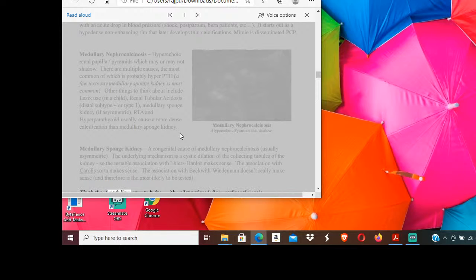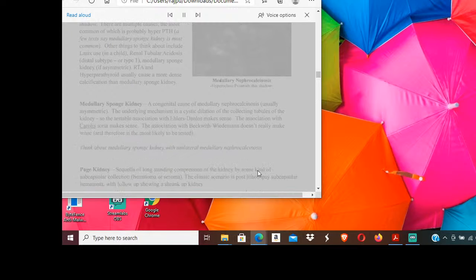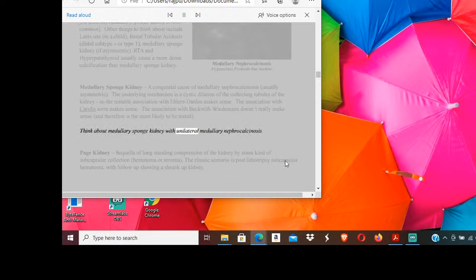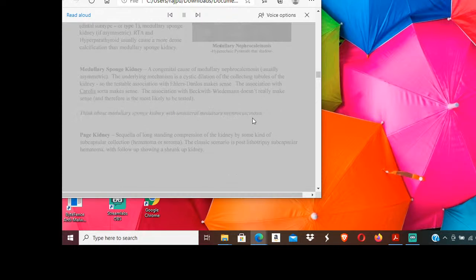Think about medullary sponge kidney with unilateral medullary nephrocalcinosis. Page kidney: sequela of long-standing compression of the kidney by some kind of subcapsular collection, hematoma, or seroma. The classic scenario is post-lithotripsy subcapsular hematoma, with follow-up showing a shrunken kidney.